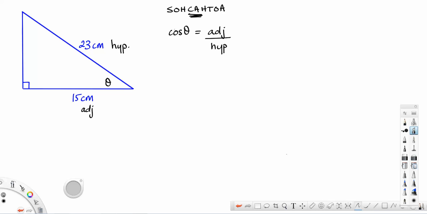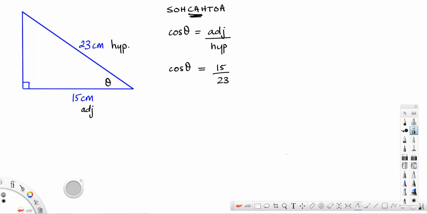Well, theta I don't know, so I'm just going to leave that as theta. That's the thing that we're actually after here. We want to find the angle. We do know the adjacent is 15 and the hypotenuse is 23. So we've got a cos ratio of 15 over 23. What we want to do is go back from that ratio and find the angle that's associated with it.